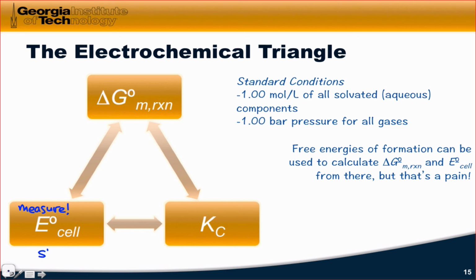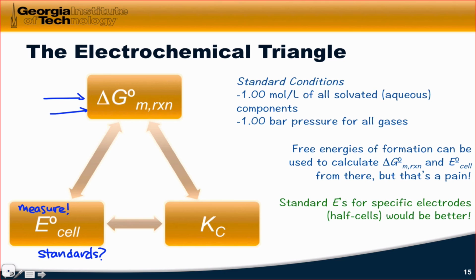The question arises though, can we develop a standard library of cell voltages that we can add and subtract in the same way we would add and subtract free energies of formation to calculate standard free energy changes? This would be really nice because rather than measuring Ecell for every new cell we construct, we could use these standard cell voltages to make theoretical predictions for cell voltages without ever actually building and measuring the cells.